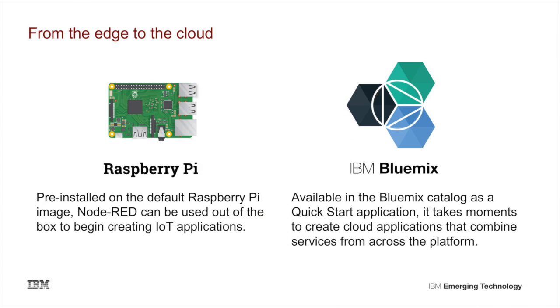As Node-RED is built on top of Node.js, it can run in a variety of environments. In fact, it now comes pre-installed on the default Raspbian Jessie image for the Raspberry Pi, and it's also available in the IBM Bluemix catalog as a quick start application, which means you can get going really quickly with Node-RED, whether it's on edge devices or in a cloud environment.